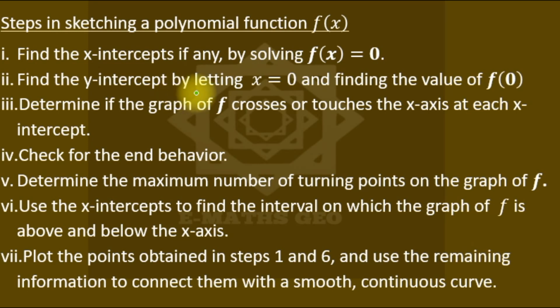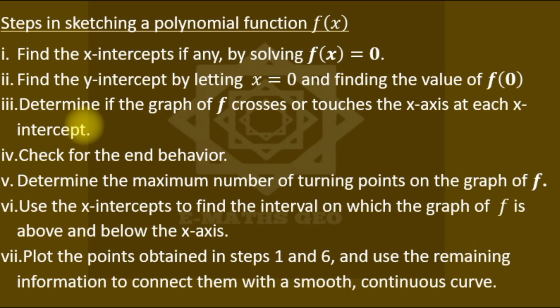The second step is to find the y-intercept. That is by substituting x equal to 0. The value of y is the y-intercept. The third one is to determine if the graph of f crosses or touches the x-axis at each intercept. And how do you do this? By knowing the multiplicity. So we are going to do that.